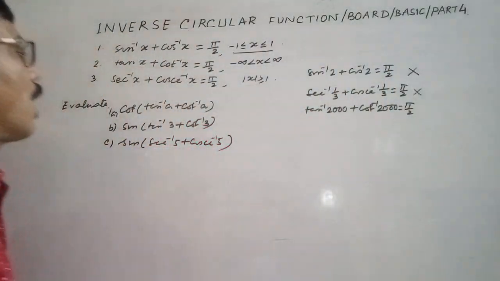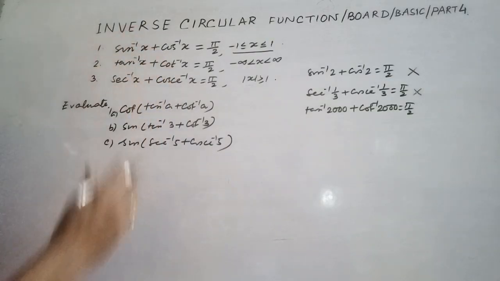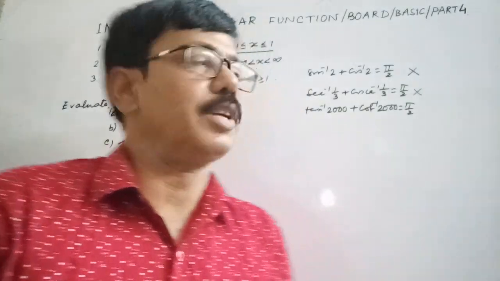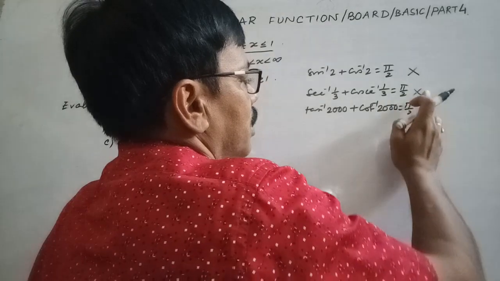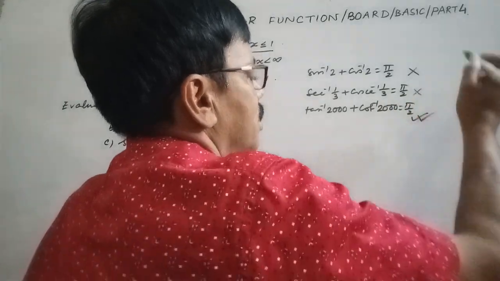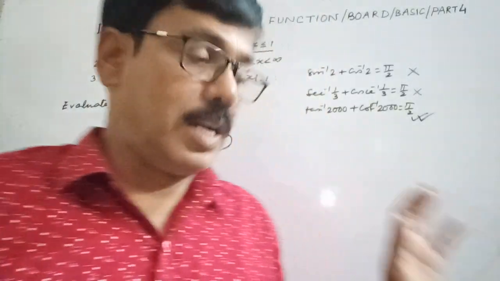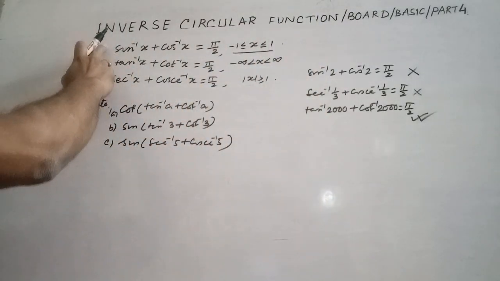And you know tan inverse and cot inverse have domain minus infinity to plus infinity. So tan inverse 2000 plus cot inverse 2000 equals pi by 2. This is correct. So you should remember the restriction on this theorem.